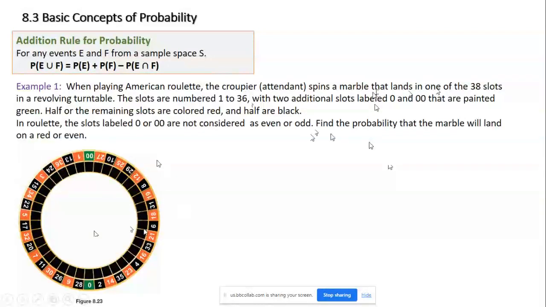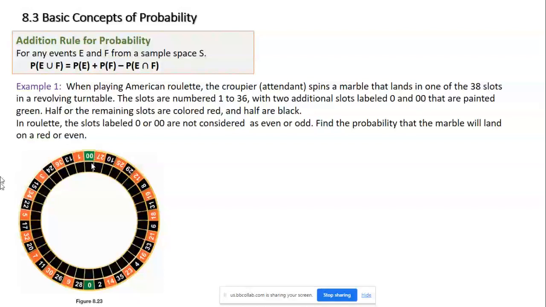The options we have for the roulette wheel is that it's numbered from 1 through 36 with two additional slots. It has a 0 and a double zero that are painted green. Now, half of the remaining slots are colored red, half of them are black. In roulette, the slots labeled 0 and 00 are not considered as even or odd. Just something to keep in mind. So let's find the probability that a marble will land on a red or even.